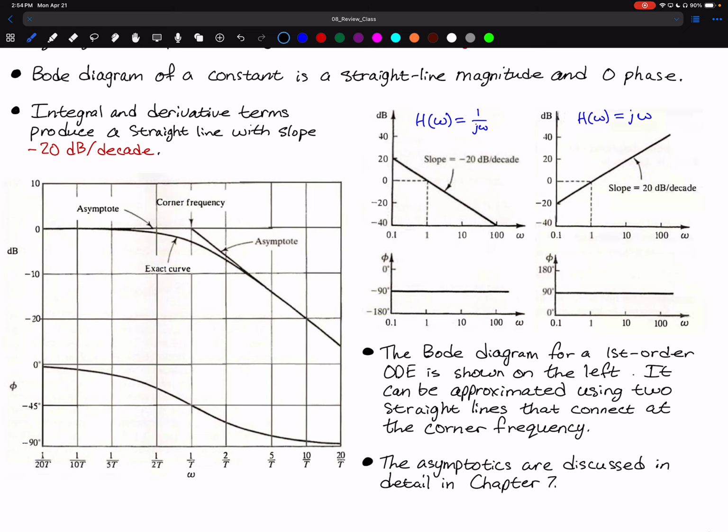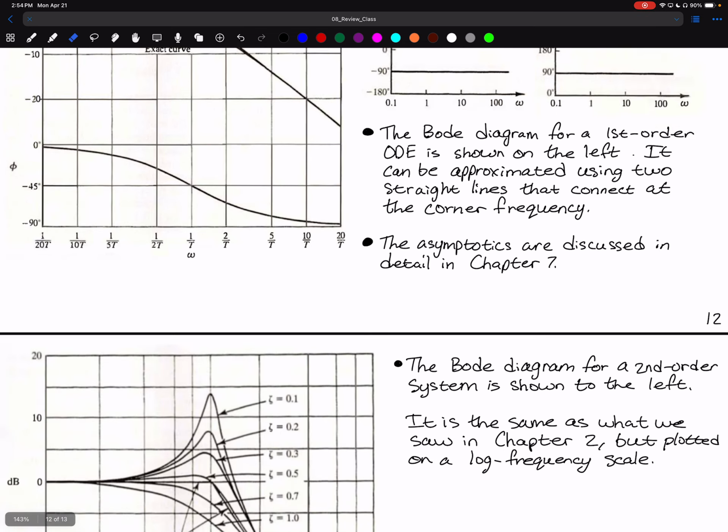All right, so it's going to be approximated using two straight lines that connect at the corner frequency. Corner frequency is where the phase is equal to pi over 4 or 45 degrees, negative 45 degrees specifically. We discussed the asymptotics in detail. We're going to move on to the second order system.